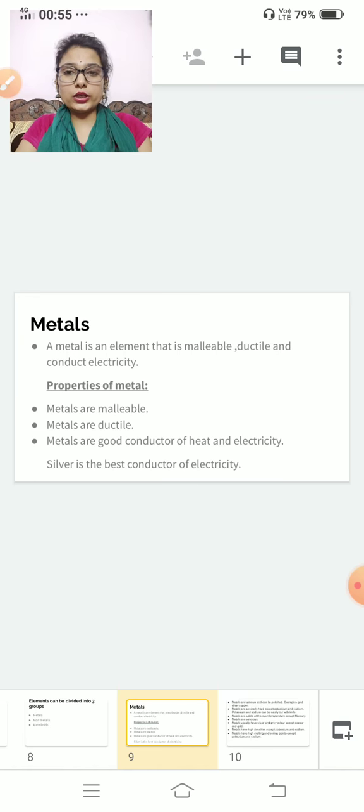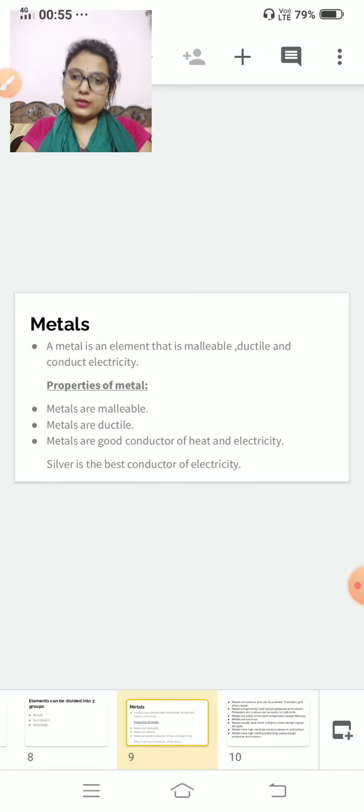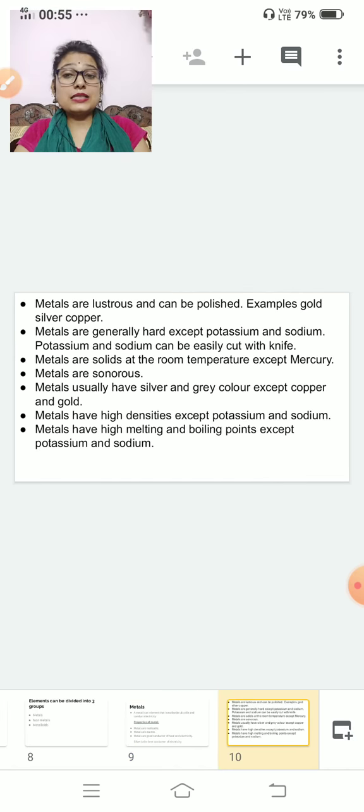Metals are good conductors of heat and electricity. And silver is the best conductor of electricity. After that, metals are lustrous and can be polished. Example, copper, silver and gold. Metals are generally hard except sodium and potassium. What is the symbol of sodium? It is Na, capital N and small a. And what is the symbol of potassium?